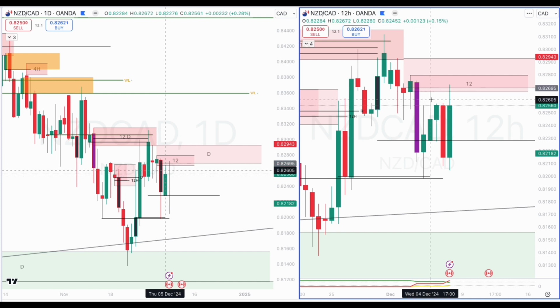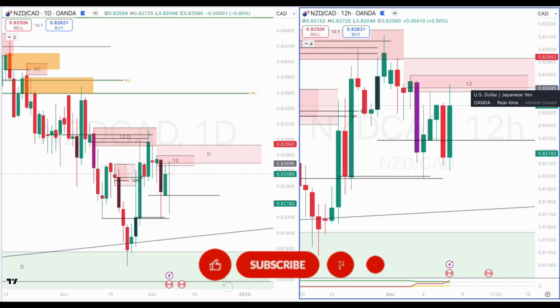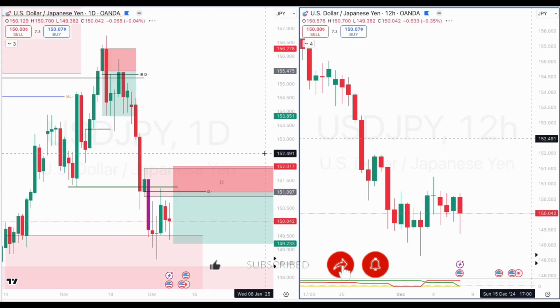This test was on Wednesday. I think Friday was the news, Canada news, CAD news, Red Folder news. So that's why I try to align my trades with the news because then the probability increases considerably.